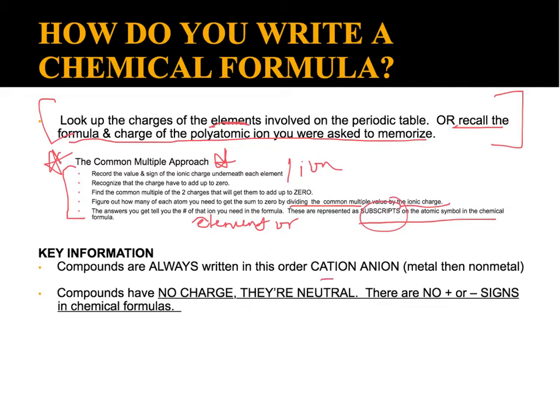Okay, so 2 pieces of key information. Remember that compounds are written with the positive ion, then the negative ion: cation, anion, or metal, then nonmetal. Okay? Compounds have no charge. They're neutral. So when you see a chemical formula, there are no plus or minus signs in it. That's important to remember, because you are going to be using some plus and minus signs when you're figuring out what the chemical formula is.